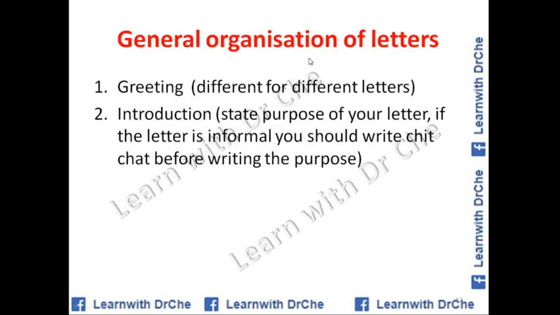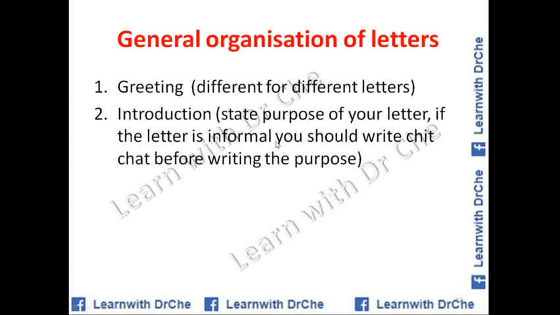A general organization of letters. First of all, you would write a greeting. It is different for different letters. For semi-formal, formal and informal letters, the greeting is like Dear Sir or Madam, or Dear John for your friend. Then you would put a comma. Then you would start your introduction. The introduction is very important, where you would state the purpose of your letter, what you want the reader to say. State the purpose of your letter.